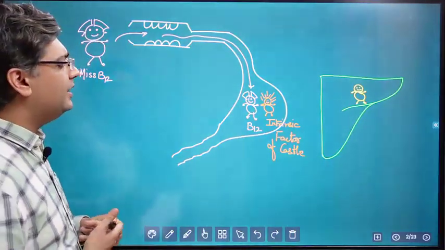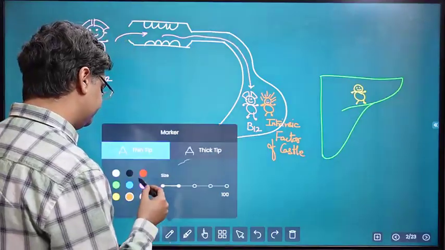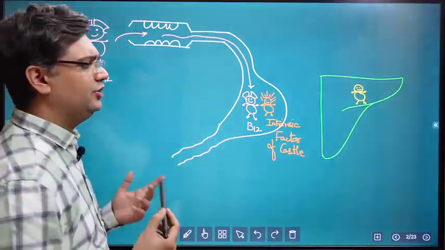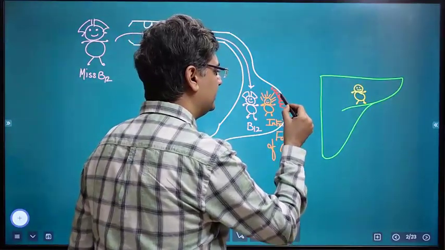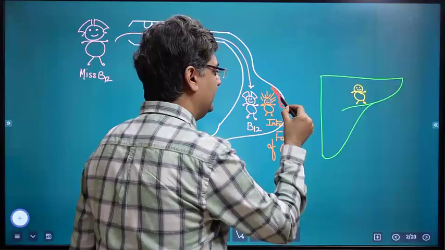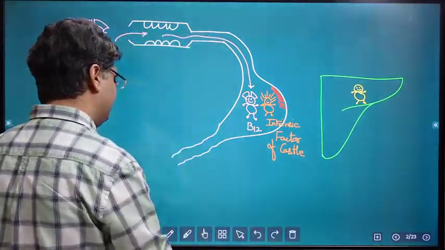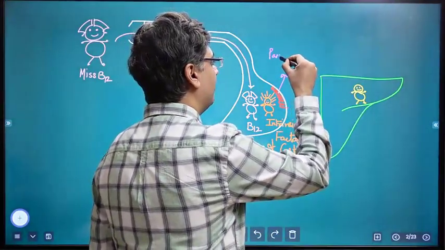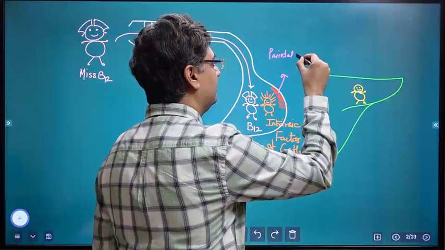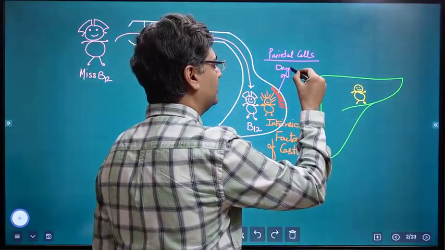But before that I would like to tell you where this intrinsic factor is coming from. Now if you've taken a look at the GI physiology, you would realize that we have certain cells here in the stomach, and these cells in the stomach are called parietal cells. What are these called? These cells are called parietal cells, or these cells are also called oxyntic cells.